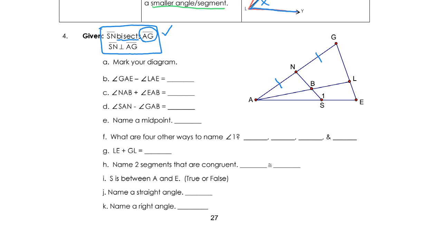Next given says that SN, oh, there's that symbol, that's perpendicular. Remember, perpendicular lines give you right angles. So where does SN meet AG?